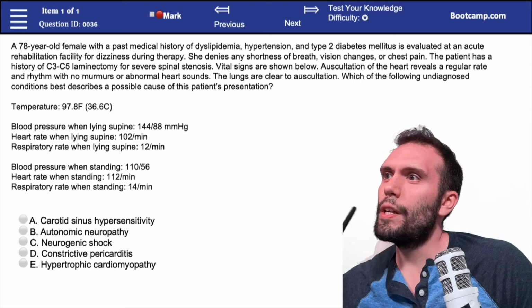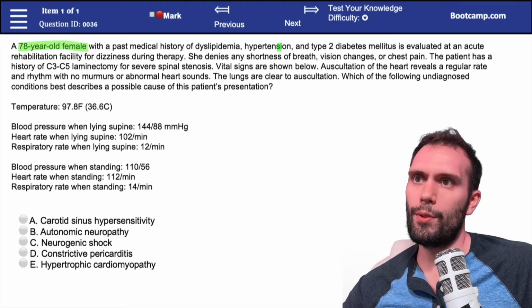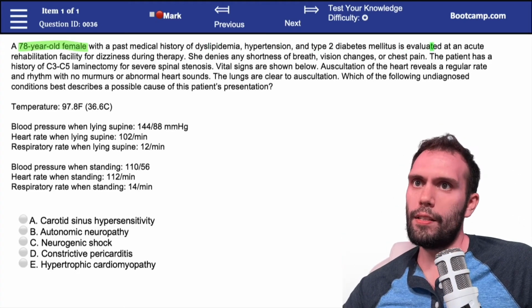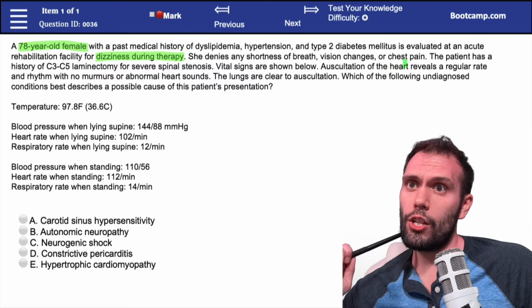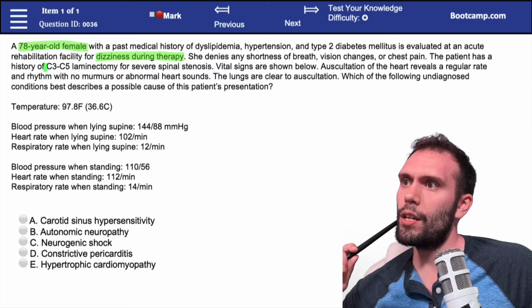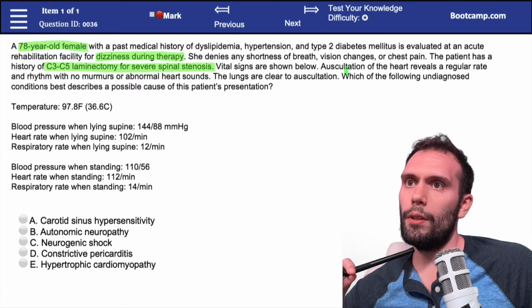All right, so we have a 78-year-old female, past medical history of dyslipidemia, hypertension, type 2 diabetes, who is evaluated at an acute rehab facility for dizziness during therapy. She denies any shortness of breath, vision changes, or chest pain. The patient has a history of C3 to C5 laminectomy for severe spinal stenosis. Okay. Vital signs are shown below.